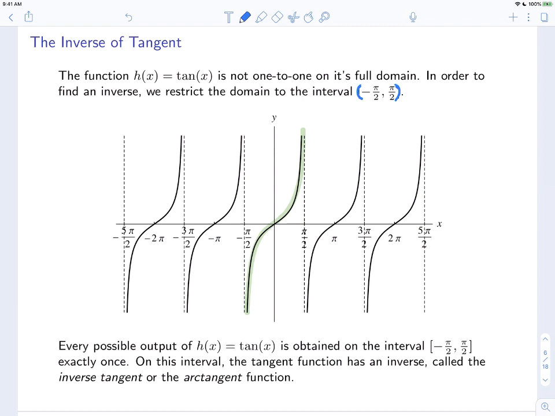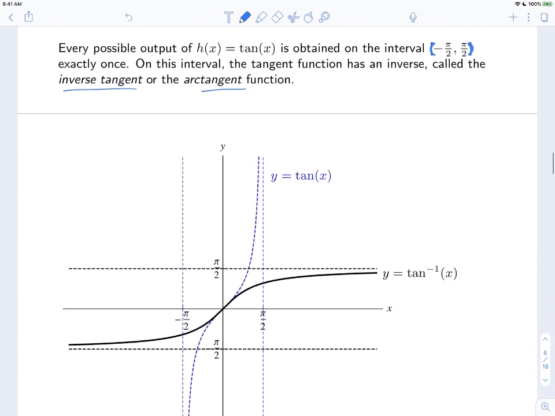So every possible output of tangent of x is obtained on this open interval, not the closed interval, but the open interval. Every possible output is obtained on that interval exactly once. So on this interval, the tangent function has an inverse, which of course we call inverse tangent or arctangent. So now we can ask what our function looks like just on this interval, and also what the inverse looks like. So let's go to the next slide.